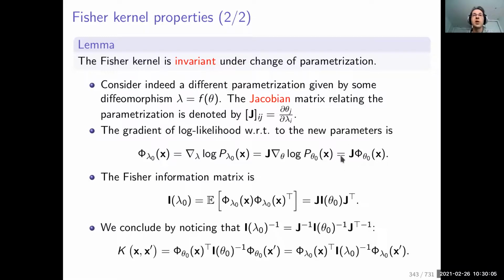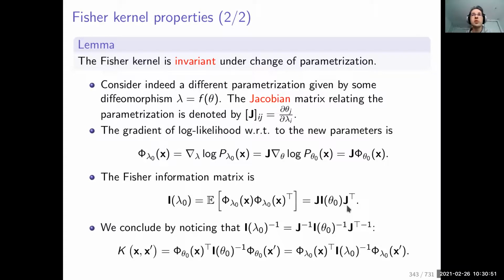Now, if we look at the Fisher information matrix, this is where it kind of justifies the use of the Fisher information matrix. Its definition is the expectation of phi lambda 0 of x times phi lambda 0 of x transpose. By using the previous relation between phi lambda 0 and phi theta 0, we get that the Fisher information matrix with respect to lambda 0 is the Fisher information matrix with respect to theta 0, times the Jacobian matrix on the left and the transpose of the Jacobian matrix on the right.